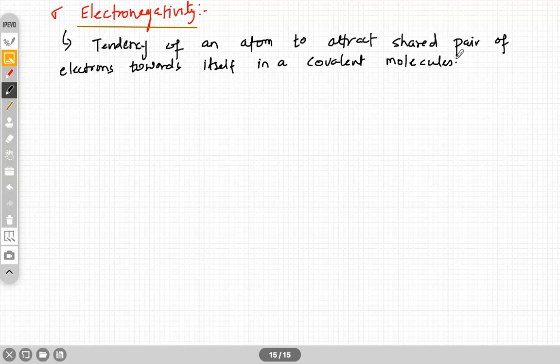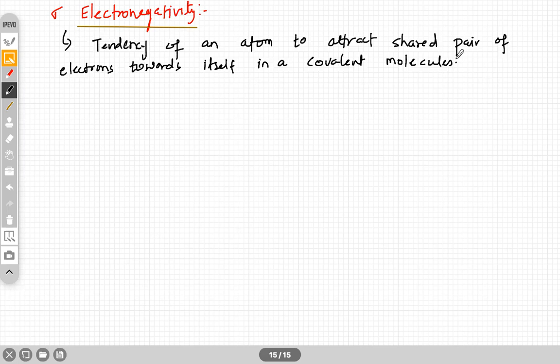Right. So electronegativity, you cannot associate this with electron gain enthalpy, because electron gain enthalpy is defined in gaseous state, but electronegativity is in bonded state, in a covalent molecule. It attracts the shared pair of electrons, right? So that's why we cannot compare these, or there is no similarity between electronegativity and electron gain enthalpy.